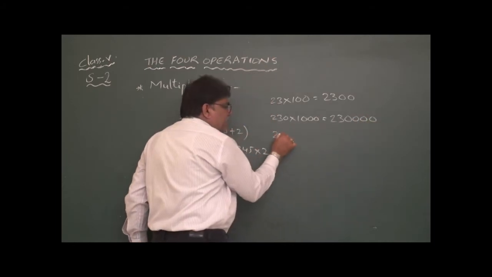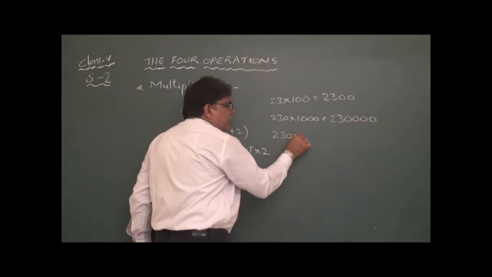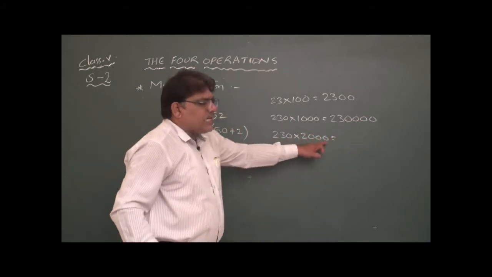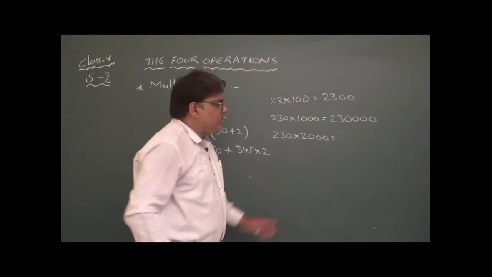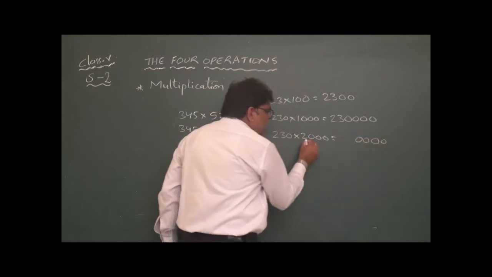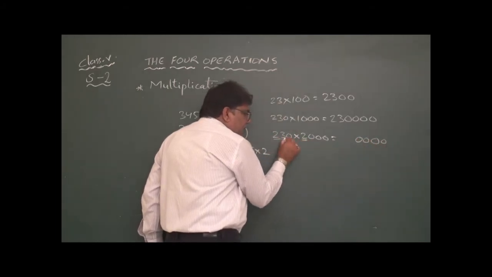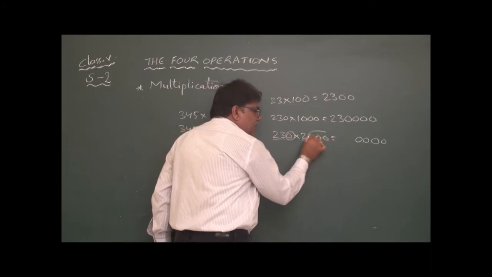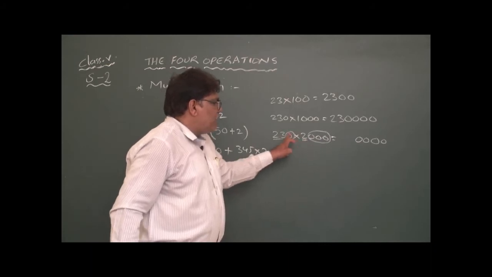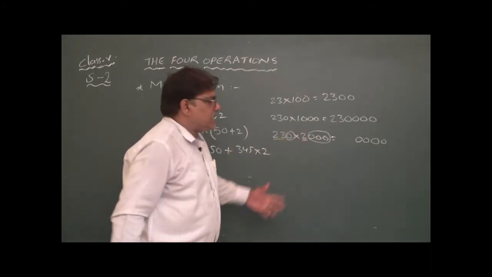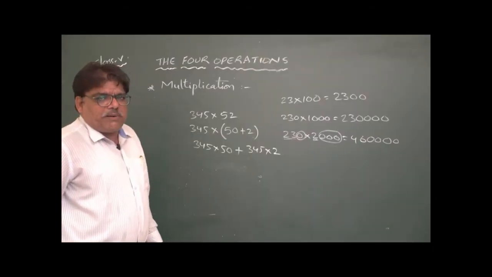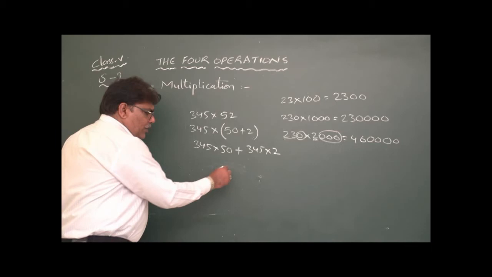For example, the same number I am giving you: 230 into 2000. No need to confuse. Zeros are there. First count the zeros: 4 zeros. We can keep 4 zeros, 1, 2, 3, 4. Now the zeros portion is over. We counted. Now just multiply. 23 into 2 is 46. Double the number. That is your answer.